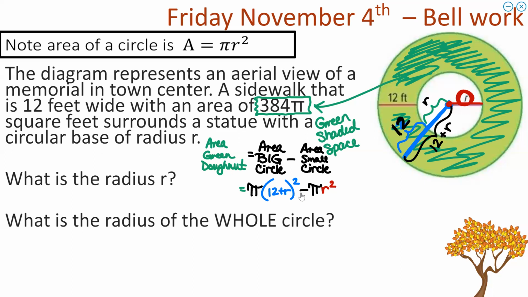Cancels out over there. What is 384 minus 144? 240. So I have 240 pi equals 24 r pi. I want just the r, so I need to get rid of this 24 and I need to get rid of the pi. What operation is currently connecting the 24 and the r together? Multiplication. So how will I make it cancel? How do I get rid of it?